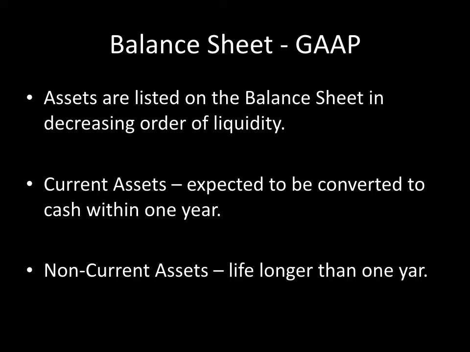Key things are done this way so that everybody calculates their balance sheet and their income statement under the same format. In the case of the balance sheet, you'll notice that the assets are listed from the most liquid, being cash, to the least liquid, in other words, fixed assets. When we say liquidity, it means the ability to convert something into cash.